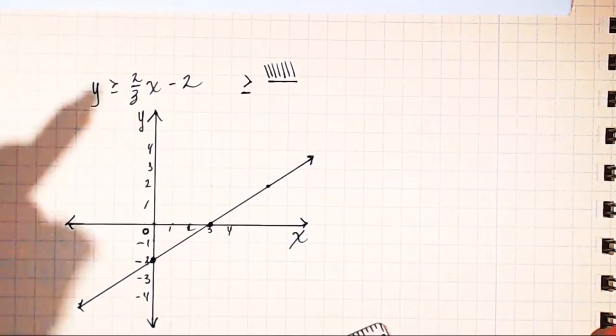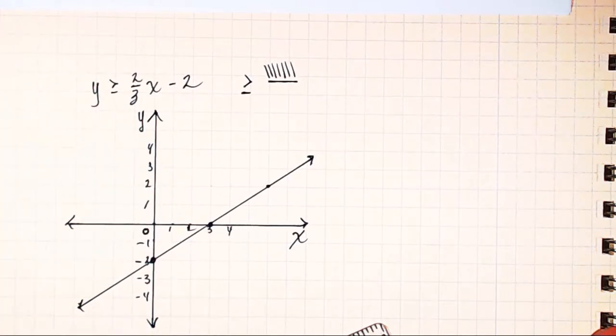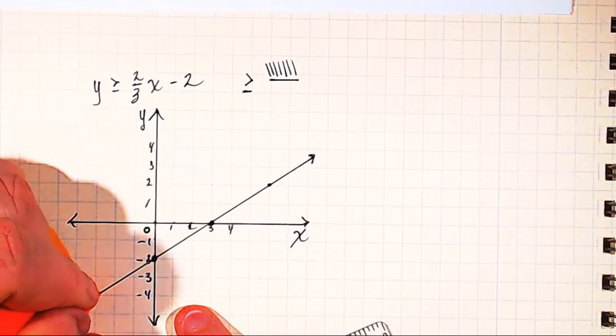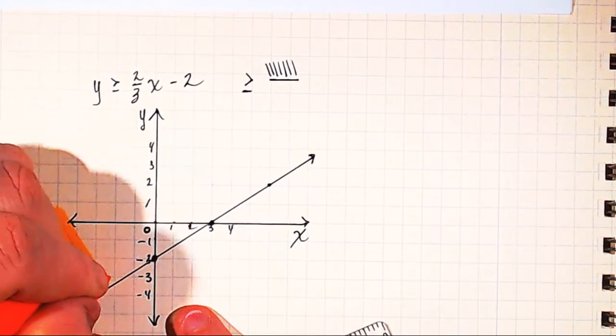It's a solid line because we have that greater than or equal to sign, and now we need to shade above the line. All right, so I'll choose a color that I can still see through. I'm going to shade above the line. That means I'm going to shade all this.